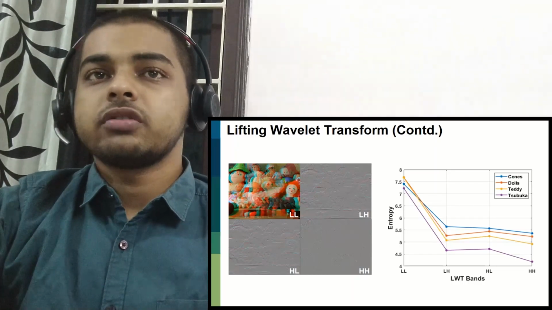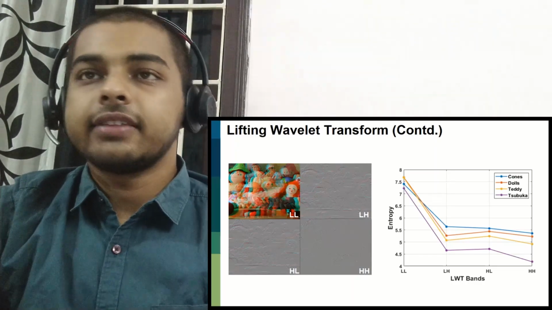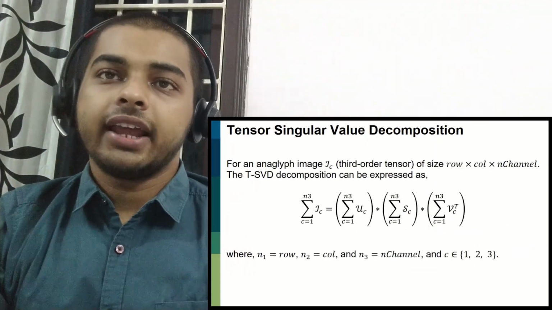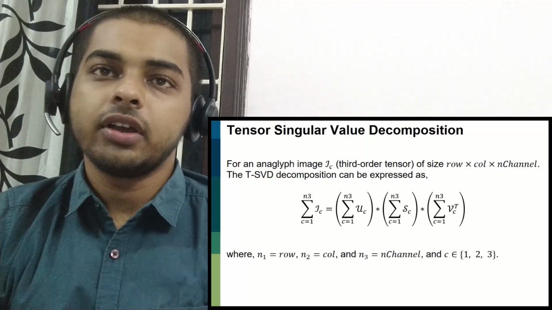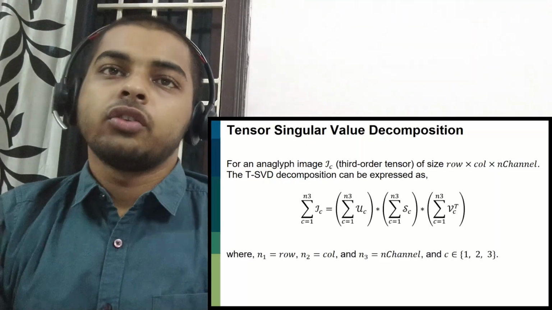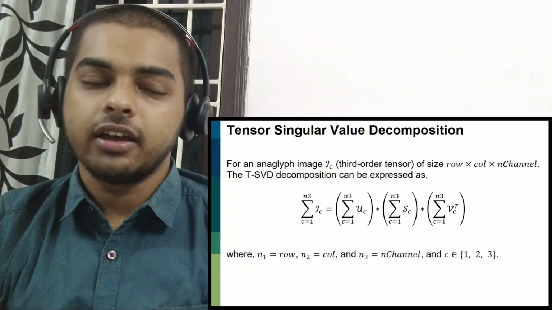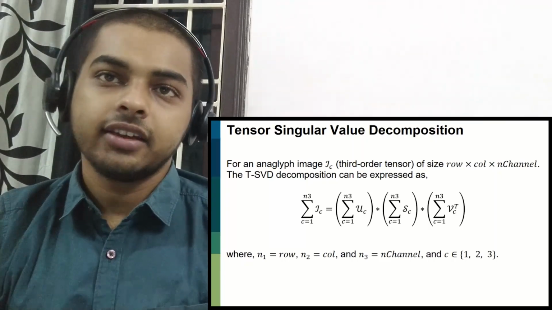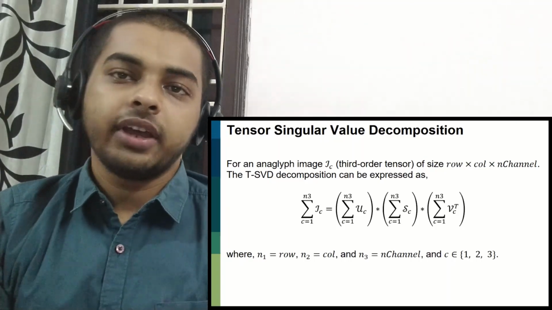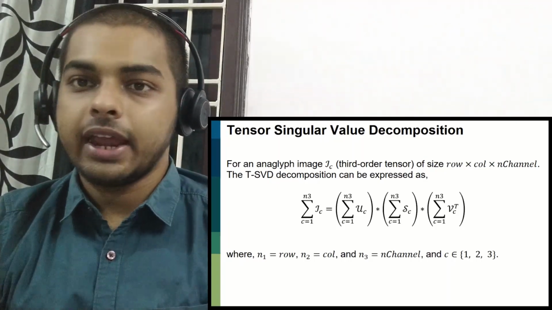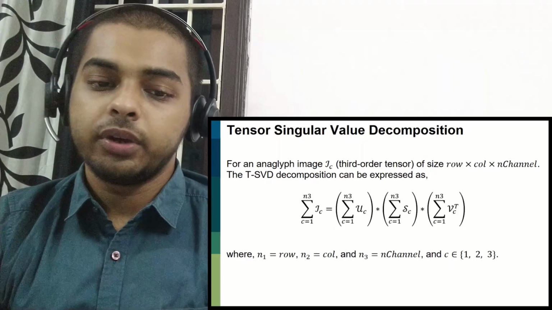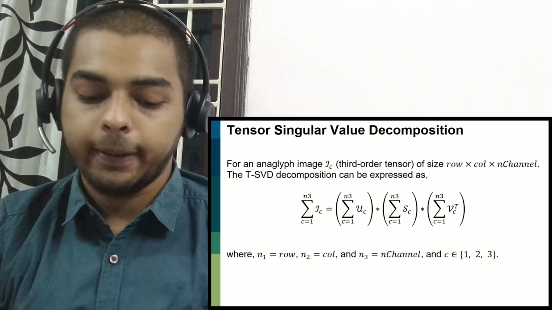So the next proposed approach is tensor singular value decomposition. For a third order anaglyph image, why am I calling it third order? Because it's a 3-dimensional image, so it's a higher order tensor. For an anaglyph image of size row by column by number of channels, the TSVD decomposition can be expressed like this equation, where N1 is the row, N2 is the column, and N3 is the number of channels available in that anaglyph image, which lies in the range of 1, 2, and 3.